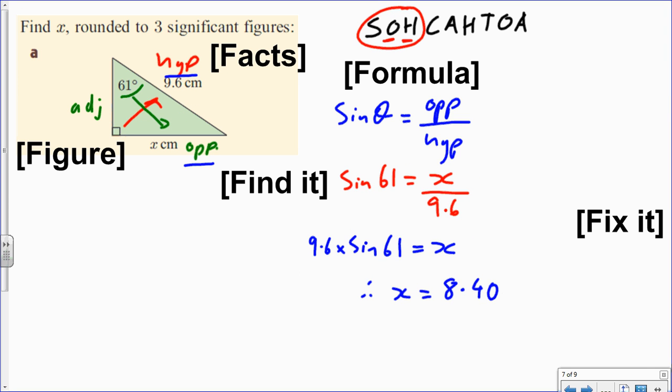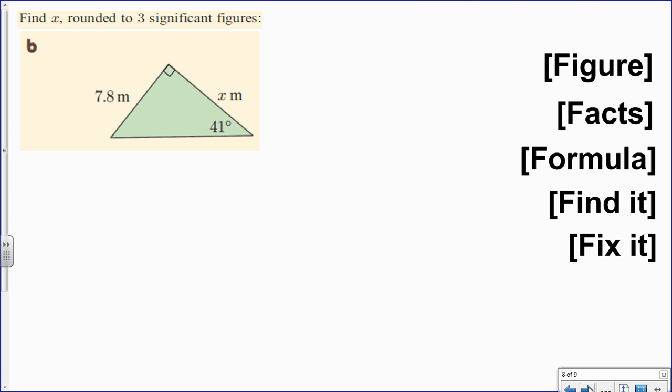Now we need to just go through our fix-it process. What we notice up here is our units are in centimetres, so we need to make sure we include centimetres at the end. So that is how we go through using the 5 F's and solving this problem. So let's look at another example.